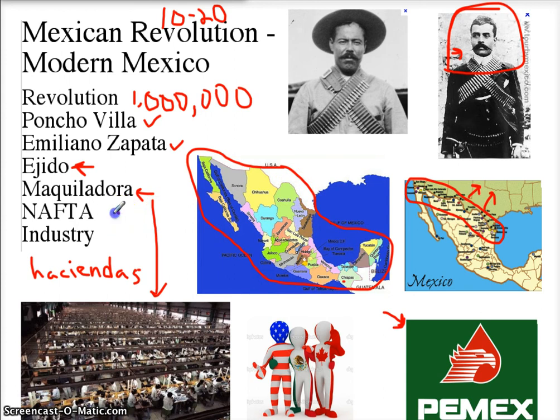NAFTA is the North American Free Trade Agreement. The United States, Mexico, and Canada are in a North American Free Trade Agreement. So that means that people from Mexico can sell their goods to the United States without having taxes. Same thing with Canada. If a Canadian company wants to sell their goods to the United States, they don't have to pay taxes.